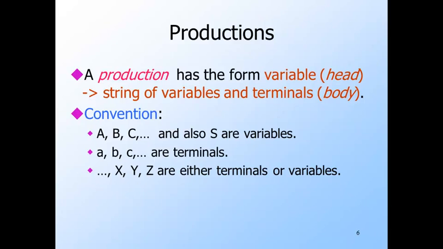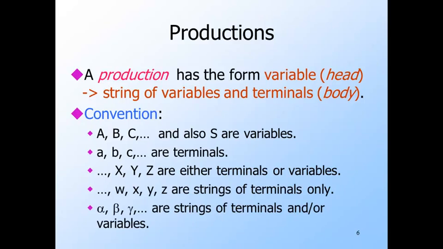Capital letters near the end of the alphabet are used for symbols that could be either terminals or variables. We typically don't know which. Lowercase letters at the end of the alphabet stand for strings of terminals only. Again, this matches our earlier convention. And we use Greek letters at the beginning of the Greek alphabet for strings that may consist of both terminals and variables mixed.